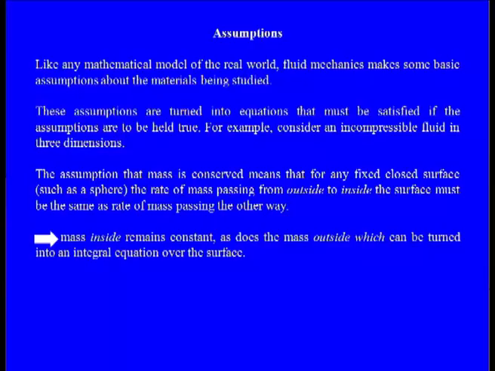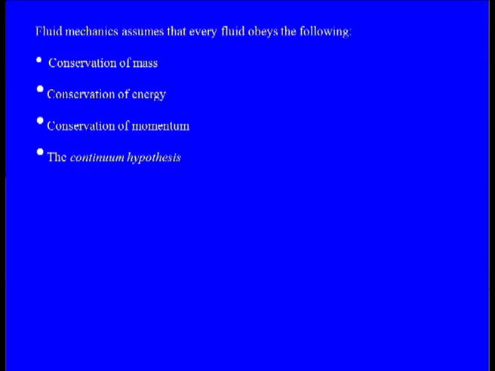The assumption that mass is conserved means that for any fixed closed surface such as a sphere, the rate of mass passing from outside to inside the surface must be the same as the rate of mass passing the other way. That means the mass inside remains constant as does the mass outside, which can be turned into an integral equation over the surface. In fact, to summarize the assumptions, fluid mechanics assumes that every fluid obeys the following rules: conservation of mass, conservation of energy, conservation of momentum, and the continuum hypothesis.